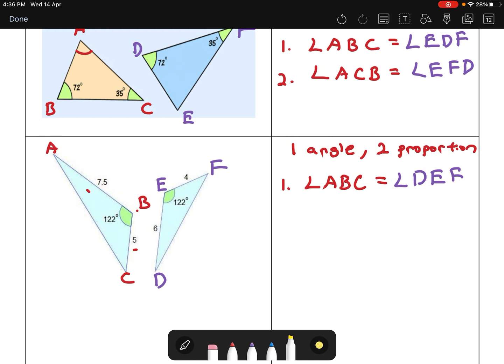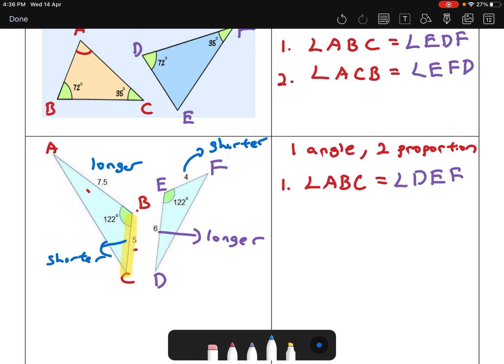You notice that for triangle ABC, we have one side that is shorter and another side that is longer. And for triangle DEF, we also have a longer side, and the 4 centimeter is shorter. So the shorter must correspond to the shorter, and the longer must correspond to the longer side.